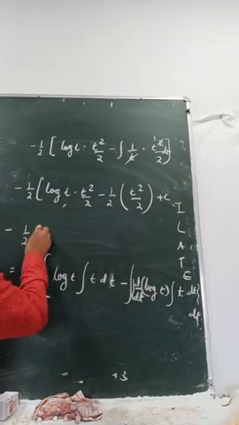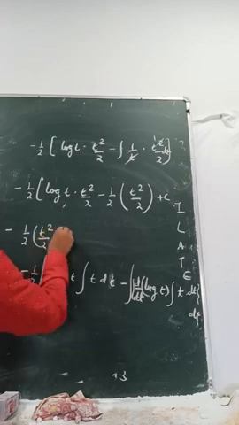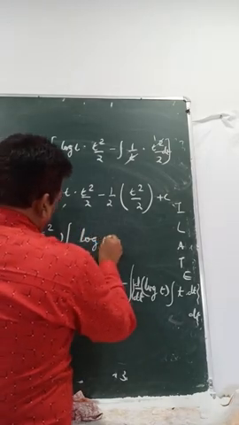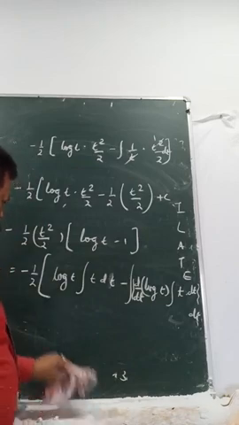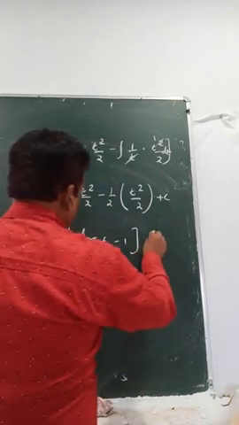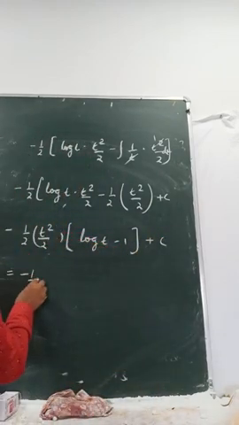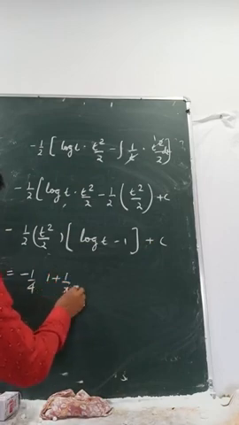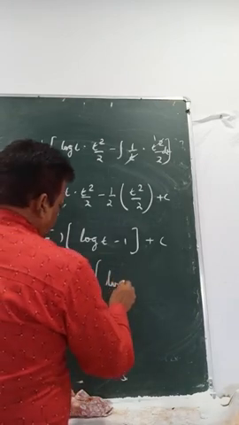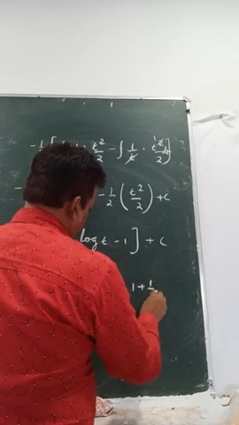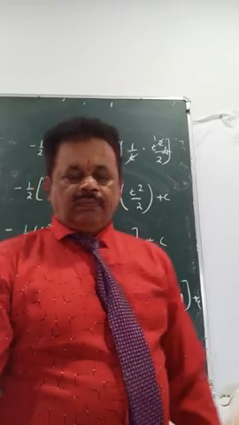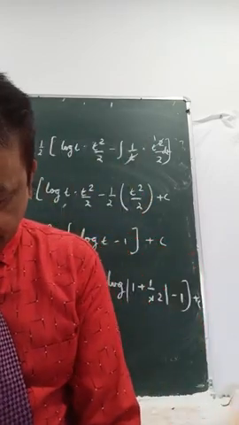So t²/2 we can take common. Minus half t²/2 common. What is left out? Log t minus 1. So I have to simplify. What was t? t was 1 + 1/x². So minus 1/4 (1 + 1/x²)² times (log(1 + 1/x²) − 1) plus a constant. We leave it like this. Okay.